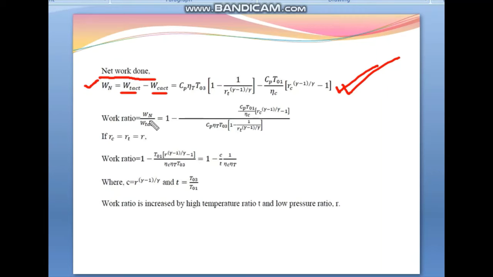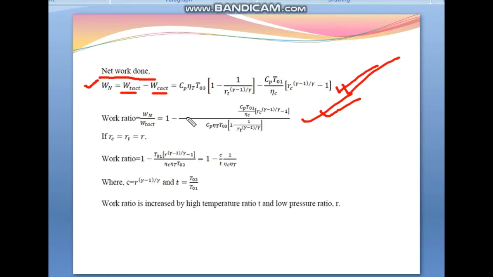Now the work ratio is nothing but the net work done by the actual turbine work. So that becomes 1 minus actual compressor work by the actual turbine work. That means net work done by the turbine work. This is the work ratio.